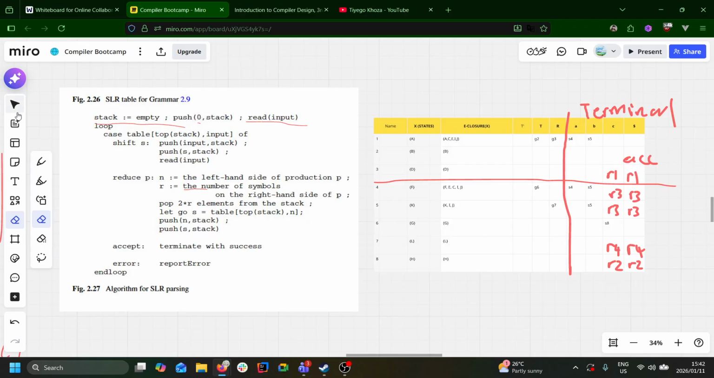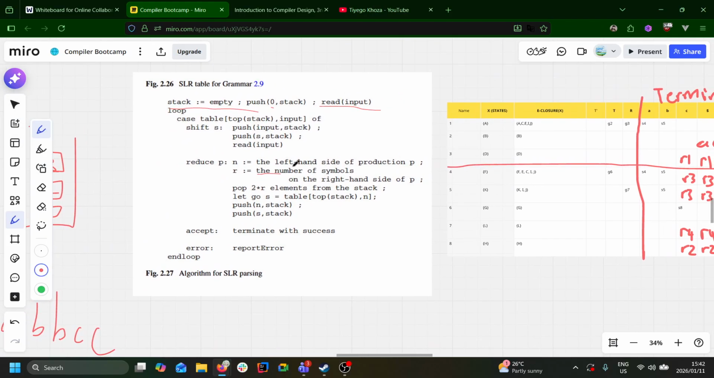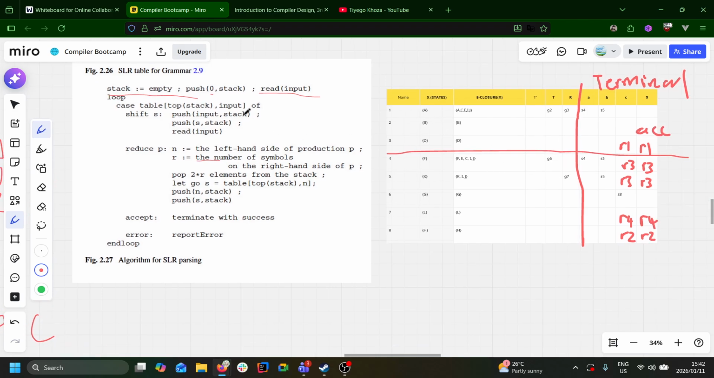Once you iterate through it, you look at each cell. If a cell lands over here at S4, because the next input was A and the top of the stack was 4, we have shift 4. This correlates to here, because it will be shift 4. And since it's shift 4, we're going to push the input onto the stack.